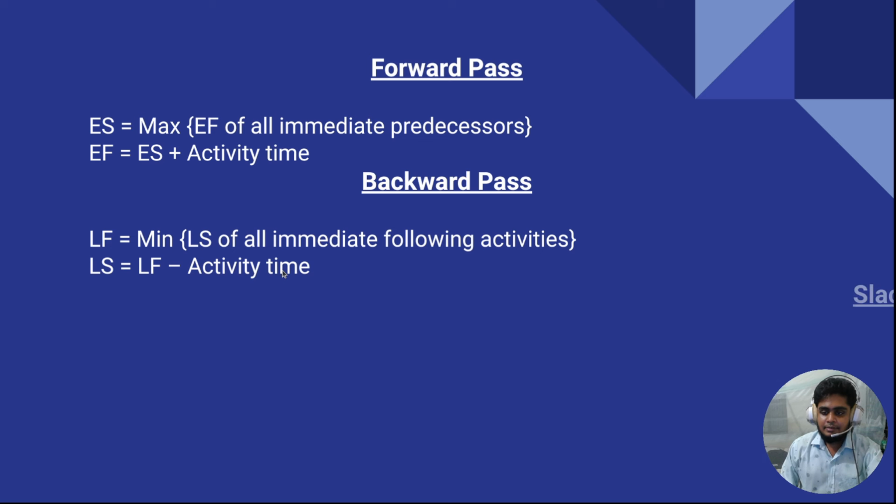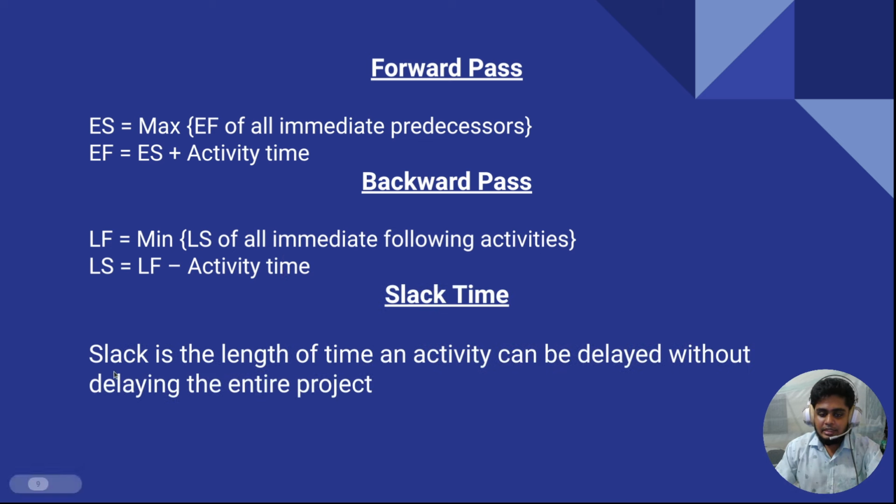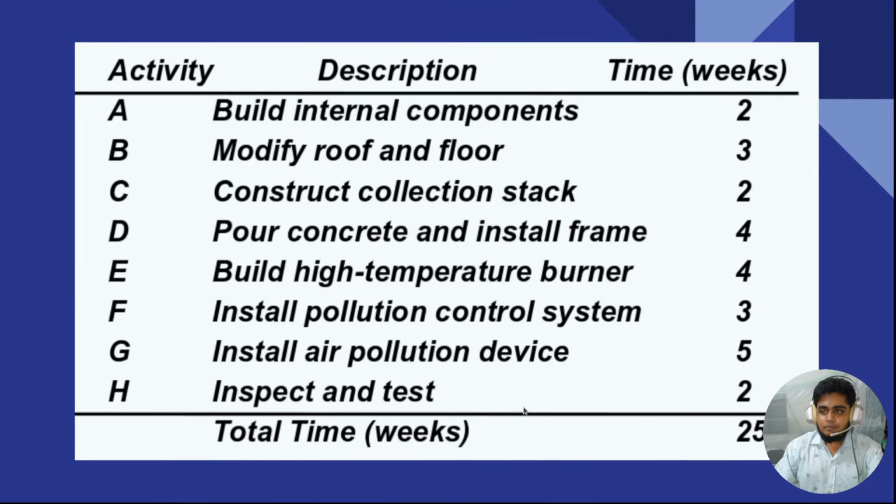So what is basically slack time? Slack is the length of time an activity can be delayed without delaying the entire project. And you can calculate the slack time using two equations: one is LS minus ES and another one is LF minus EF, and you can use either equation. Both equations will generate the same answer. Okay, so let's check the question again. So this is the question. These are the activities and these are the times required to complete these activities.